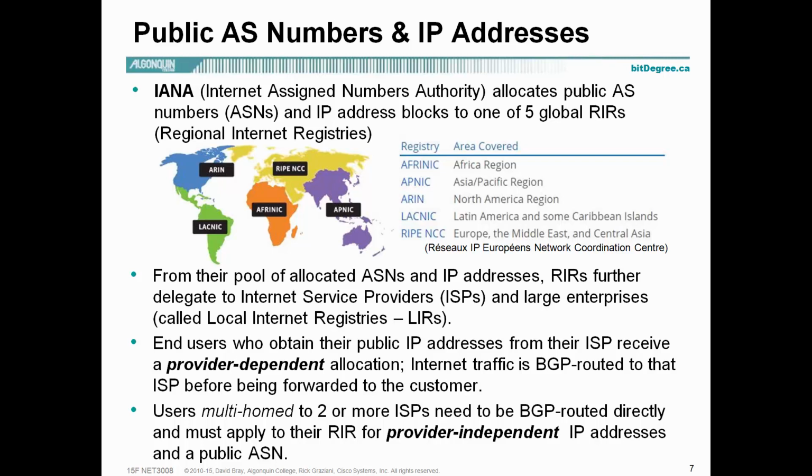So just backing up one bullet, the enterprises who use provider dependent allocations don't need a public AS number, because all their traffic is going to be BGP routed to their only provider. Whereas the ones who are multi-homed are the enterprises that want enough fault tolerance that if there's a problem at one provider, their traffic can keep flowing, if they're configured appropriately, to the other provider. That's of course why you would multi-home yourself, other than load balancing and so forth.